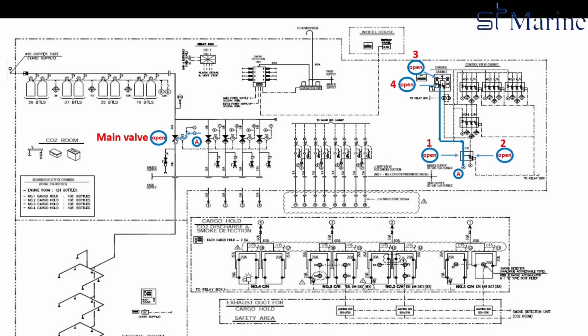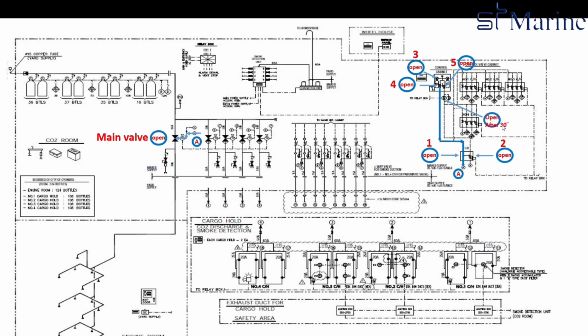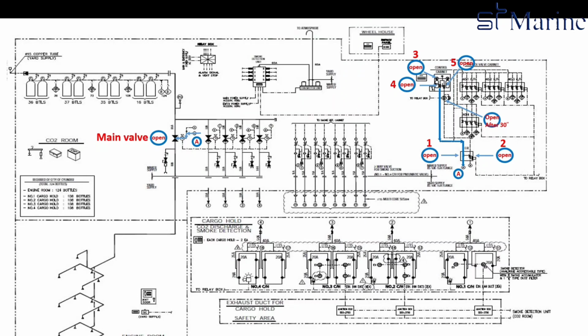Next step, at the control cabinet, we will open this valve number 2. This is to open the CO2 cylinders and allow it to be discharged. After 30 seconds or 40 seconds, the release valve will be opened. This gives the people in the areas more time to evacuate after hearing the alarm.